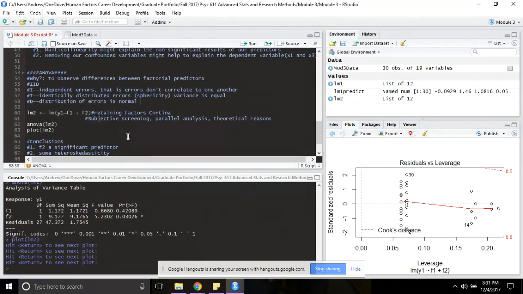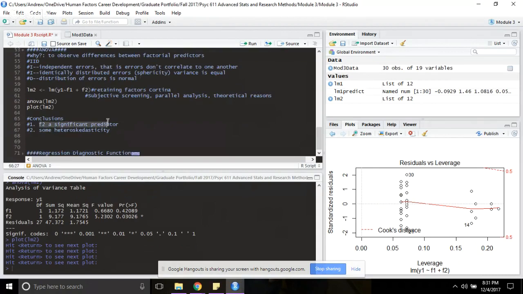So I'll make 2 conclusions from this. F2 is a significant predictor for Y1, as seen here. And from the diagnostics, that we might have some heteroscedasticity, but not very much.